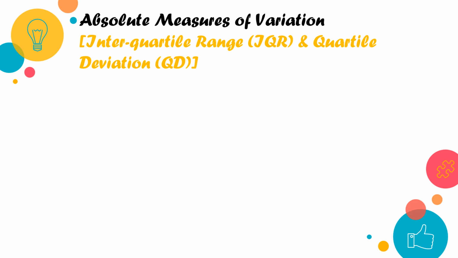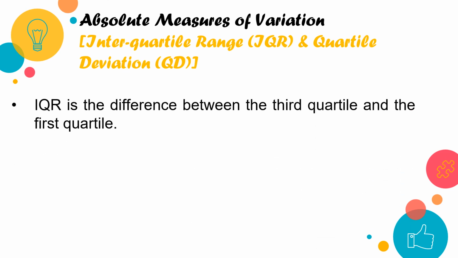Next would be the interquartile range. IQR is the difference between the third quartile and the first quartile. And because of this, it could be given in this particular formula: IQR is equal to Q3 minus Q1. Kasi ang hinahanap dito, difference between the third quartile and the first quartile.